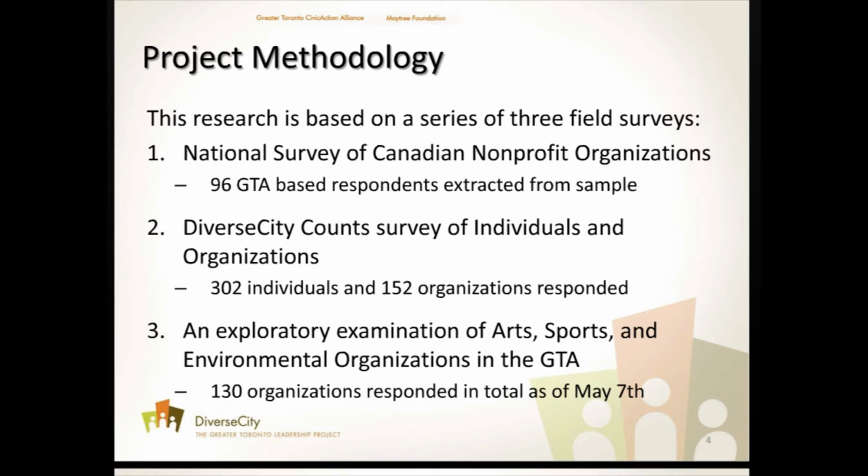The second and third sets of data collection are directly from the GTA, and they involve organizations in the second case that have had affiliation with Maytree and with the DiverseCity project in the past, both organizations and then individual board members that have been placed on boards. And the third collection of data is also an electronic survey that was distributed to organizations particularly in the arts, sports, and environmental sector of GTA nonprofits. The data there is very recently collected and analyzed, and these data have been pulled together into one larger picture of what the sector looks like.